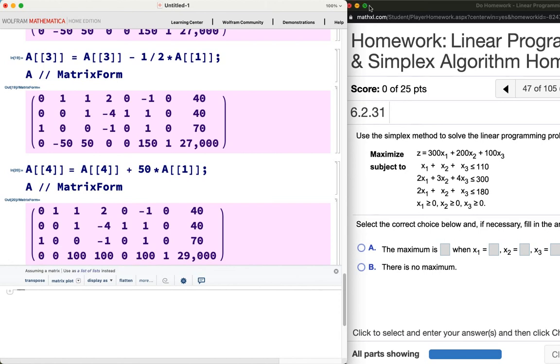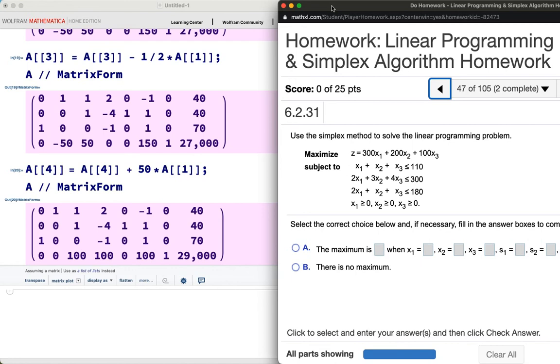Okay, so the maximum value is going to be, how do I read the maximum value? Well, this is the x1 column. This is the x2 column. This is the x3 column, right? These are your slack variables. This column represents your objective function, which you're trying to maximize, and this is the maximum value of that objective function.